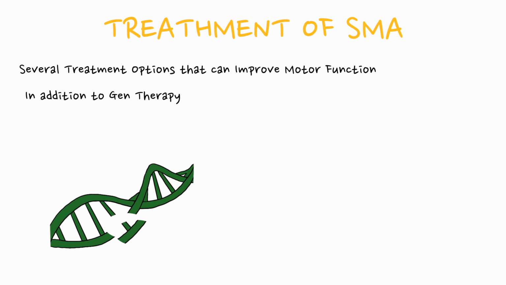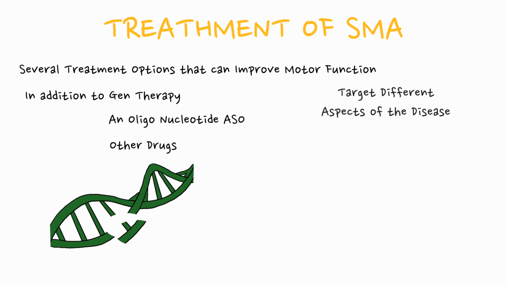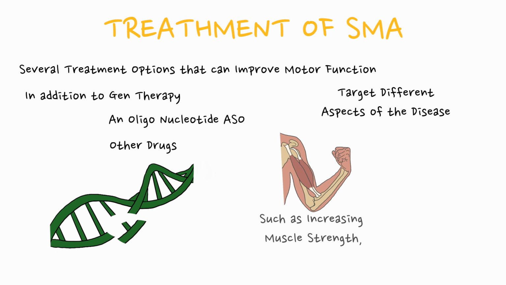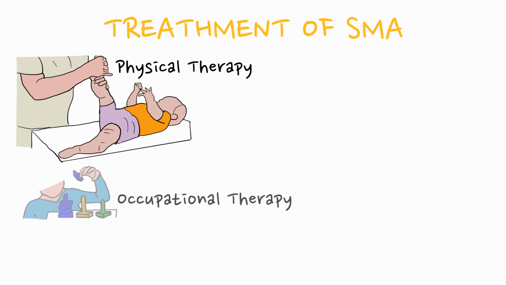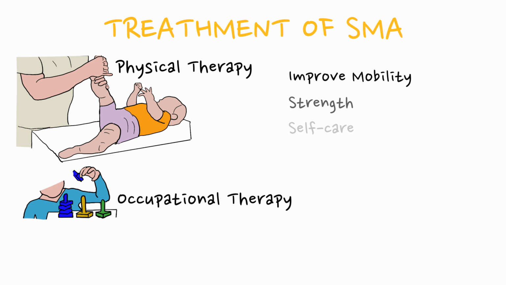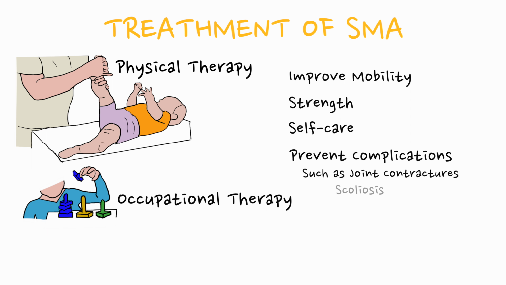In addition to gene therapy and an antisense oligonucleotide, other drugs are also being developed that target different aspects of the disease, such as increasing muscle strength or improving respiratory function. Physical therapy and occupational therapy are also important components of SMA treatment. These therapies can help improve mobility, strength, and self-care, as well as prevent complications such as joint contractures or scoliosis.